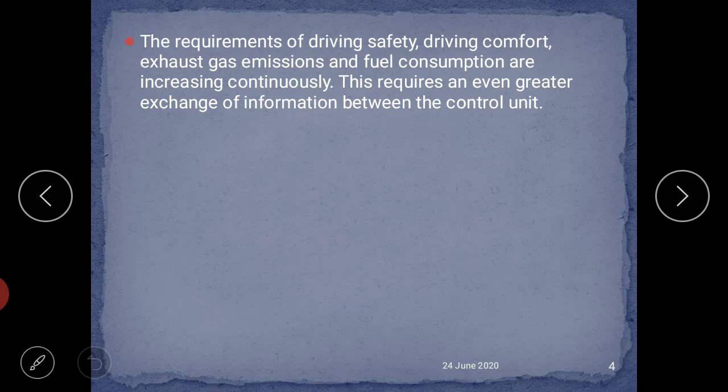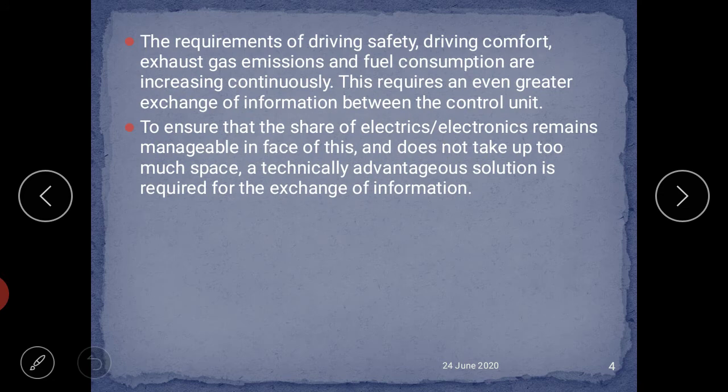Now, what are the requirements? The requirements of driving safety, driving comfort, exhaust gas emission, and fuel consumption are increasing continuously. So, I have to increase the performance of my vehicle. I have to increase my efficiency, driving comforts are there, safety parameters are there, which are increasing day by day. So, to meet that requirement, my data transmission within the vehicle must be very fast. To enable this, the CAN bus system comes into action.